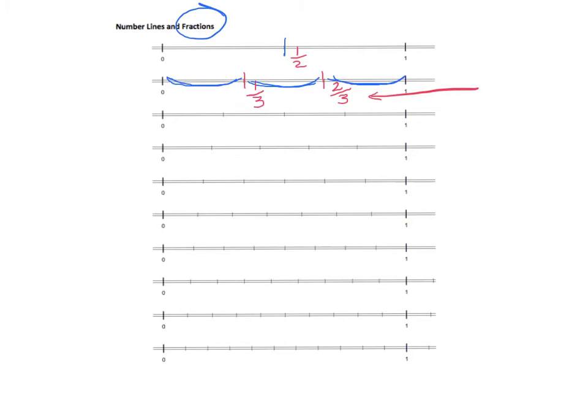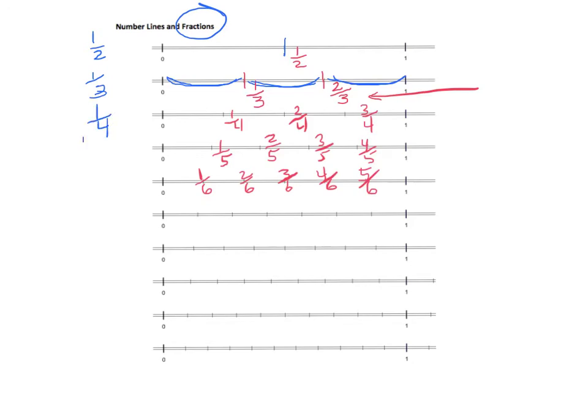So continue this pattern all the way down to the bottom and pause the video and restart it again when you're ready to move on. You should have begun a pattern that looks kind of like this one, where you have halves on the first line, you have thirds on the second, you have fourths, and then you have fifths, sixths, and so on, all the way down until you get to the tenths.